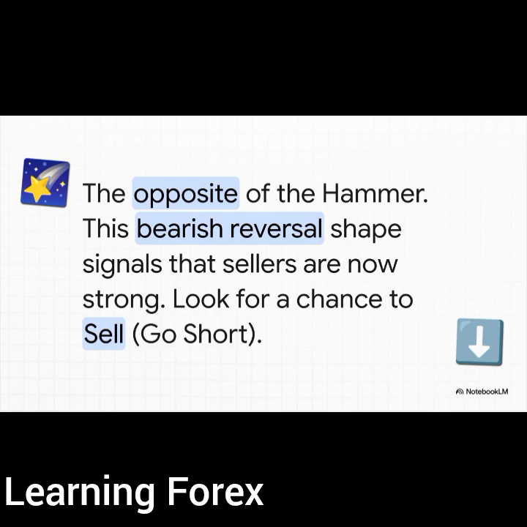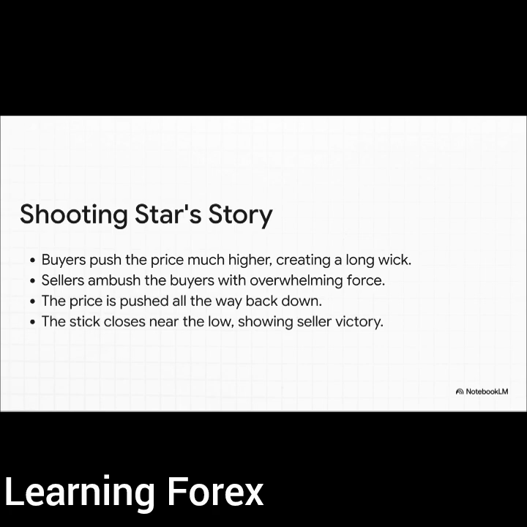Of course, every hero needs a villain, right? Well, meet the shooting star. It's the mirror opposite of the hammer, and it signals that the sellers are getting ready to take over from the buyers. Here's the story of the ambush. The buyers are feeling great. They're confident, pushing the price higher and higher, and that's what creates that long upper wick.